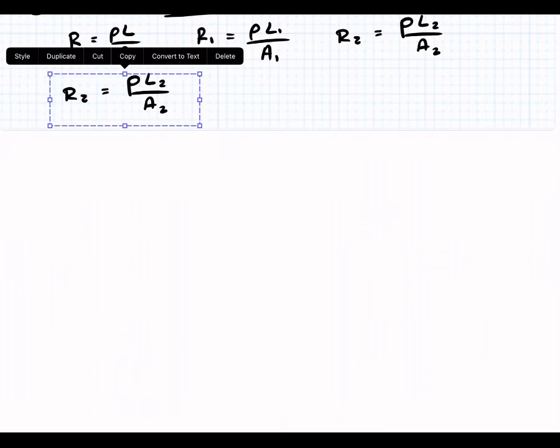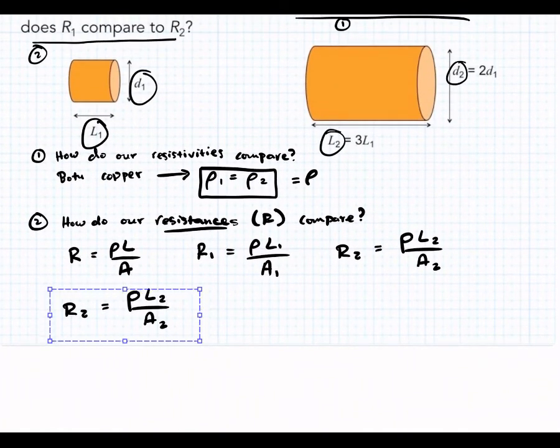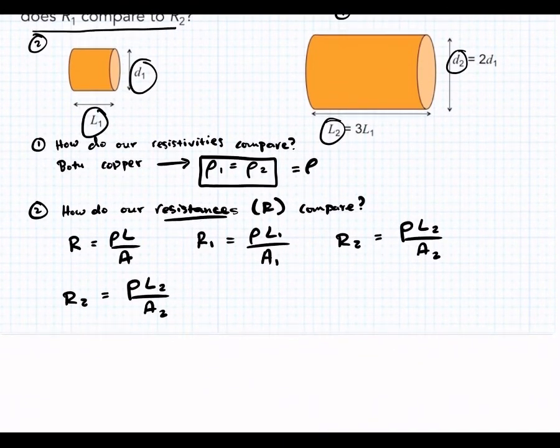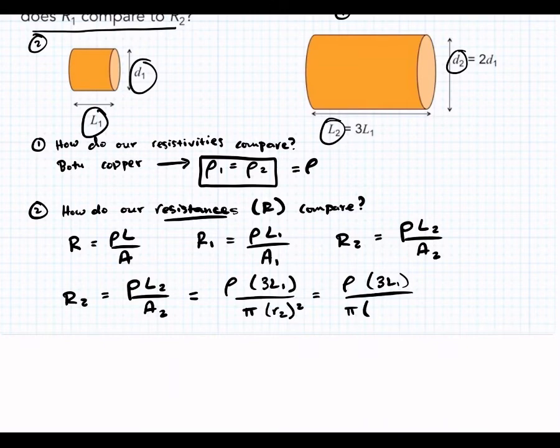Move it up here. And we're going to sub in all the values that we have. So look, we can see from looking over here that L2 is equal to 3L1. So we still have rho, 3L1 instead of L2, and A2 is going to have a relationship to A1, but we have to break this down into pi R2 squared. And then we know R2 is equal to 2R1 squared.